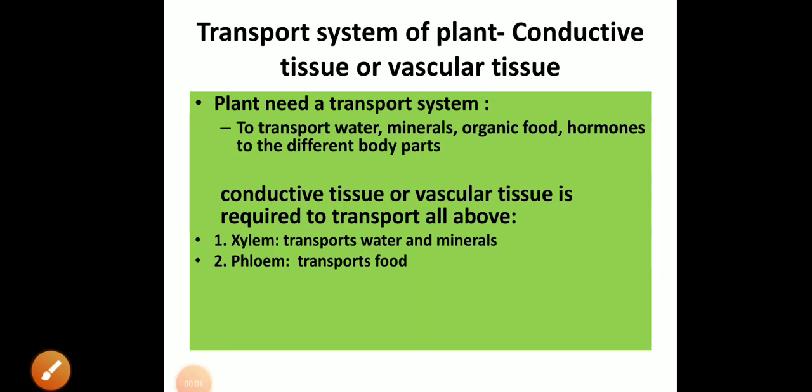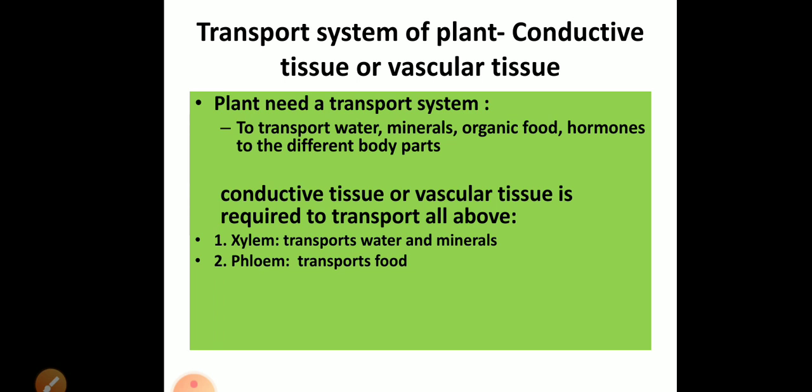Good morning, students. Today I will explain transportation in plants. A transport system is needed in the plant. Okay, then the question is why this system is required? What is the need of that system? This system is required to transport, number one, water, minerals, organic food, and hormones.